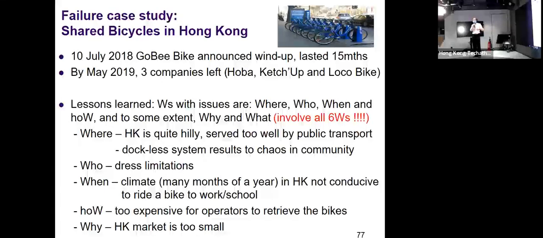Lessons learned. It's very difficult for a company to fail on all six domains, so this is a classic case. There is no healing and social good by transportation, which addresses limitations when the climate is not conducive to riding a bike to work or to school. And it is expensive for the operator to retrieve the bikes.